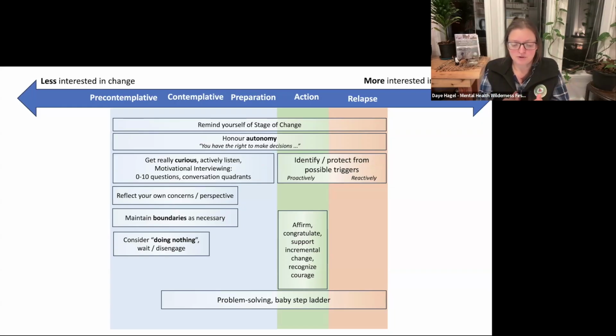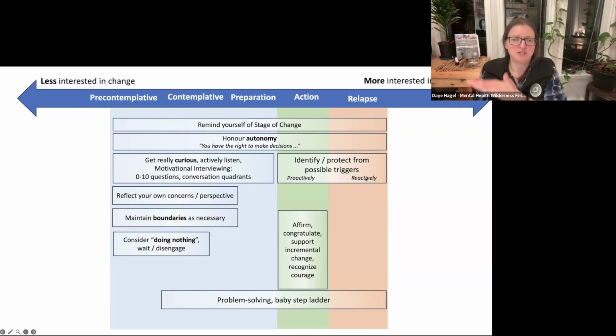Now, what we talk about in the course is that we don't necessarily want to avoid triggers. Sometimes avoiding the trigger is the best thing to do. And sometimes avoiding triggers in the long run actually can backfire and make things worse. So sometimes what you want to do is encourage the person to confront the trigger, but maybe build in some more supports around it. You certainly want to know what the trigger is, right? So we talk about figuring out what the trigger is and building in support plans around it. But when someone's in an action phase, you just want to be proactively aware of the trigger.